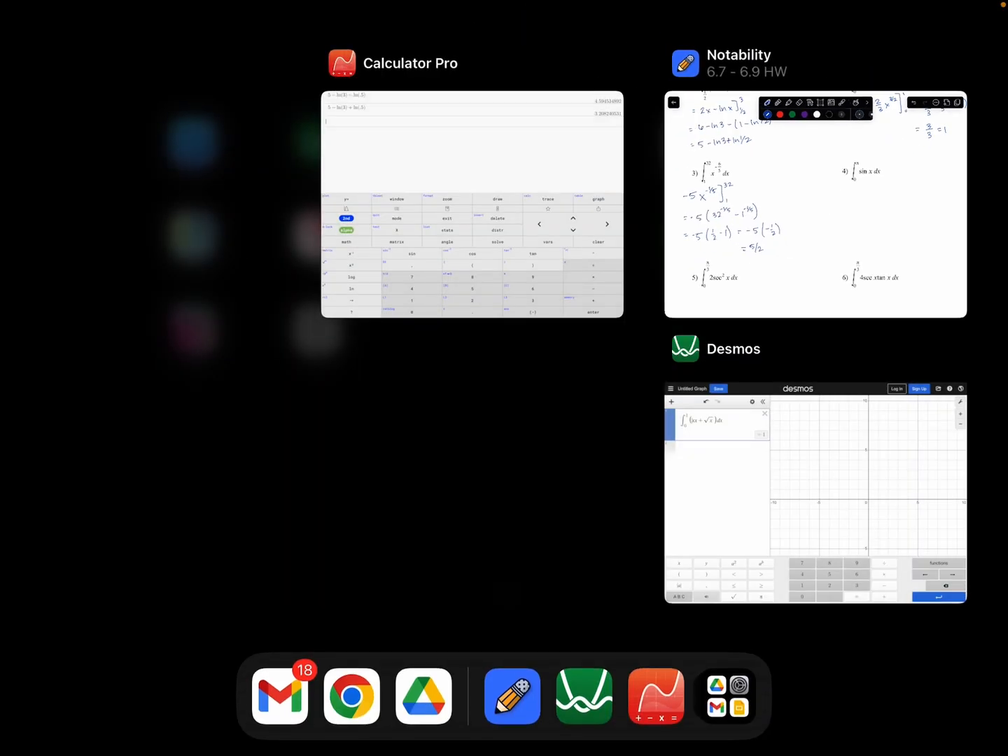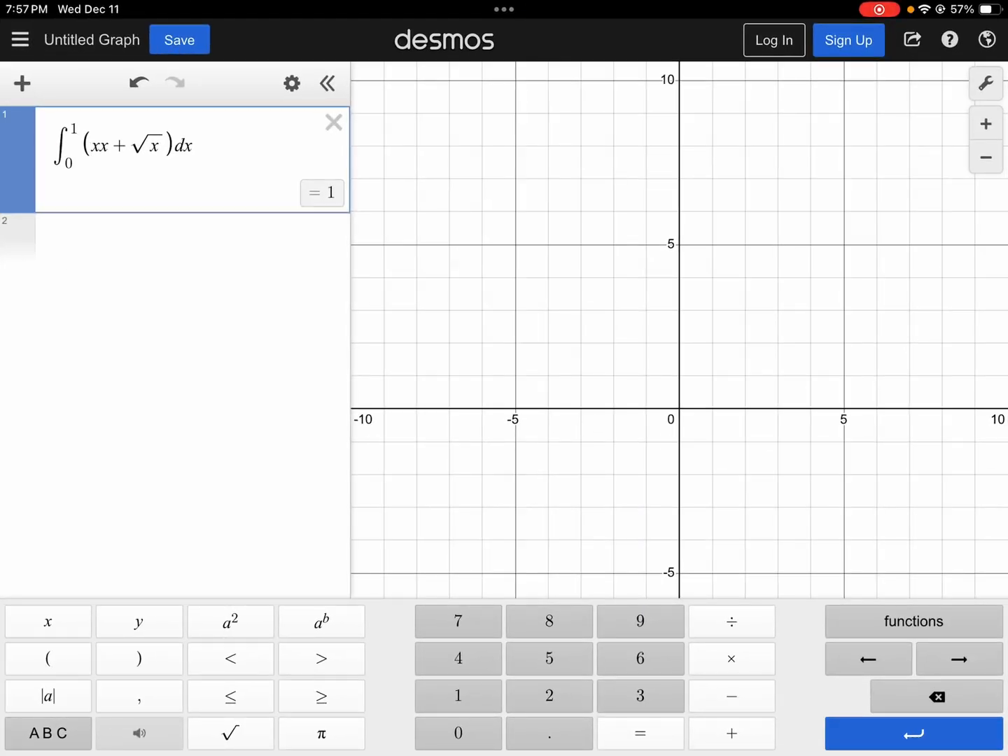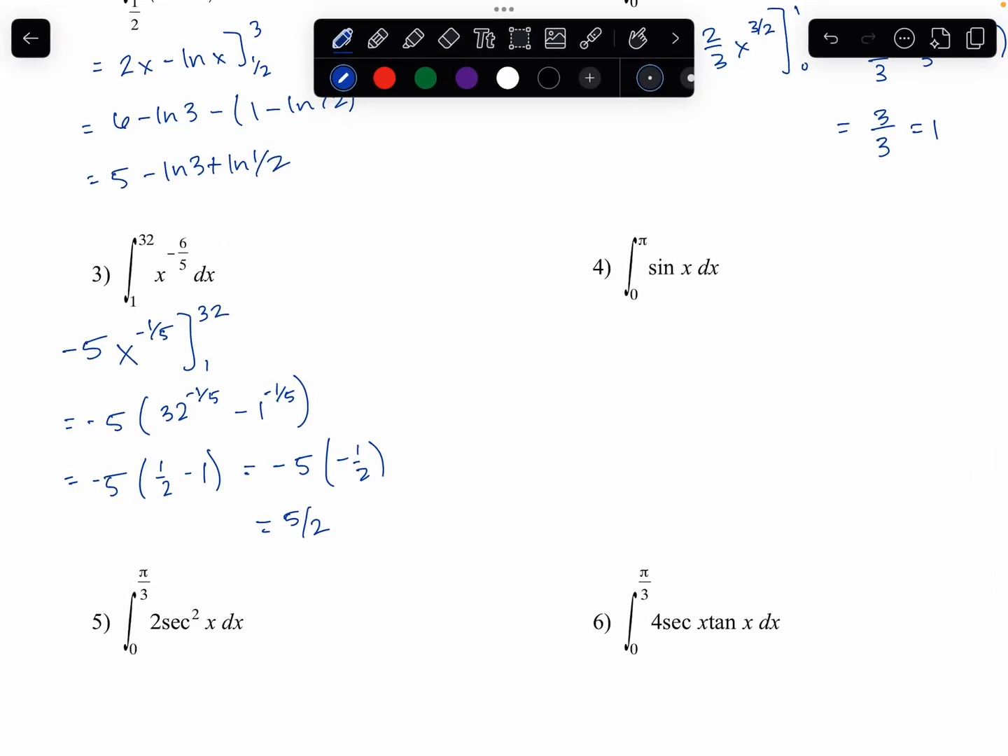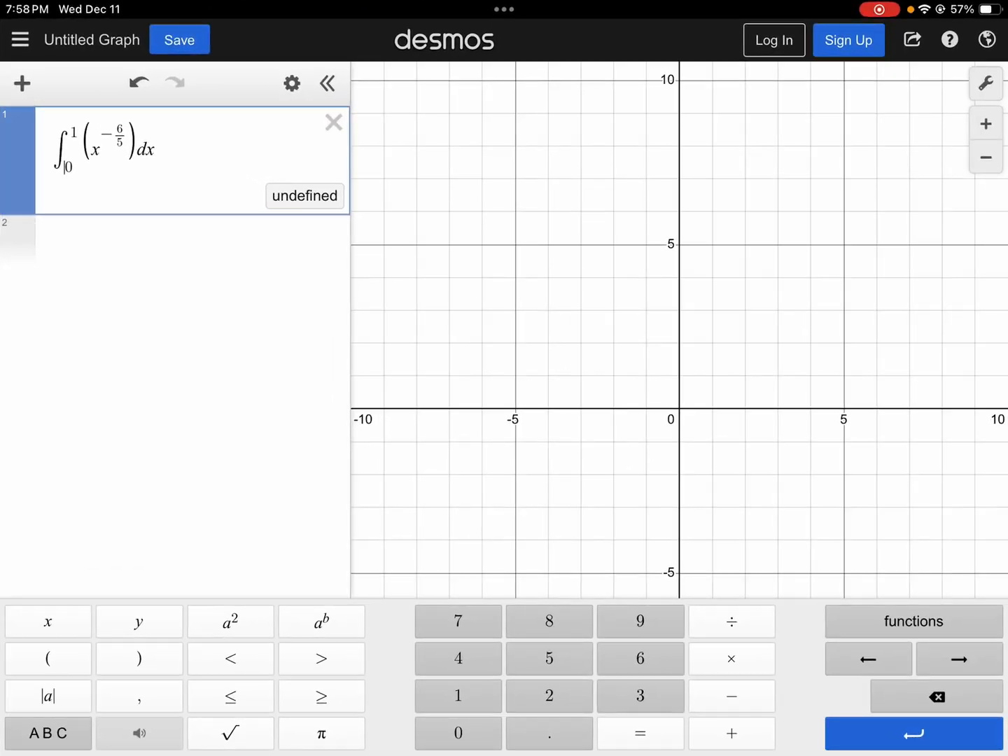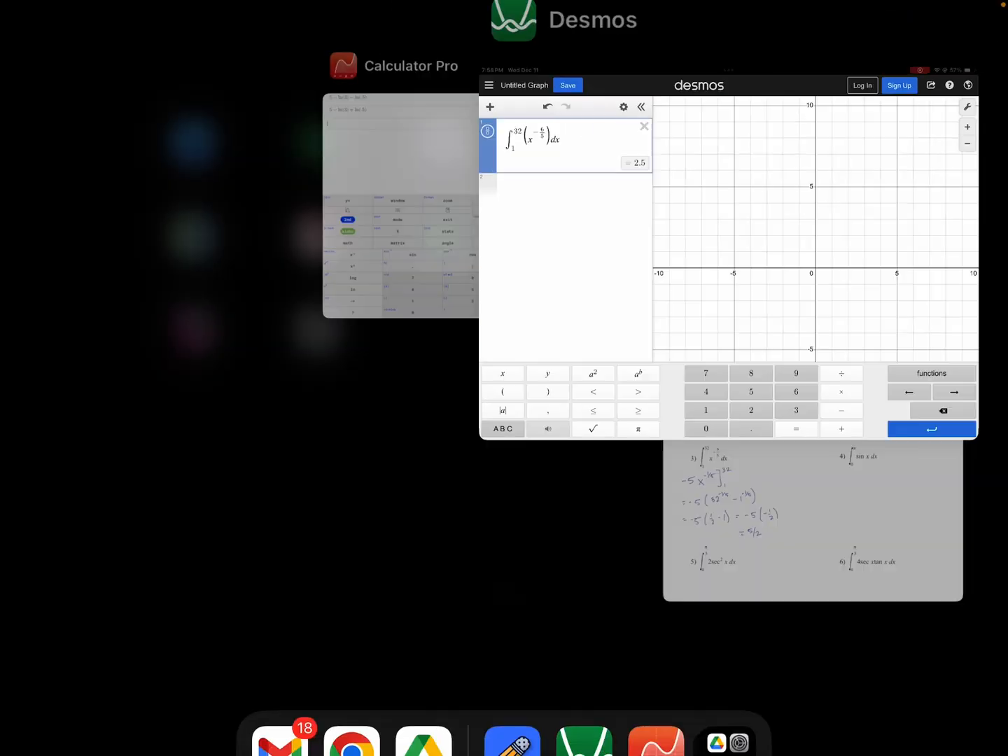And just do a quick check. We're going to do x raised to the negative 6/5, right? Close that parenthesis. I need to change my bounds. There we go, 1 to 32, and we get 2.5.